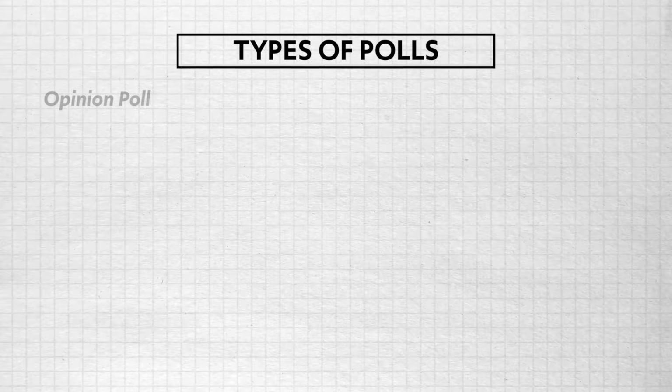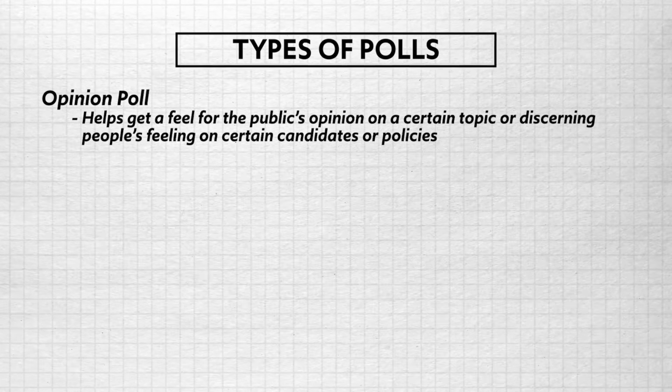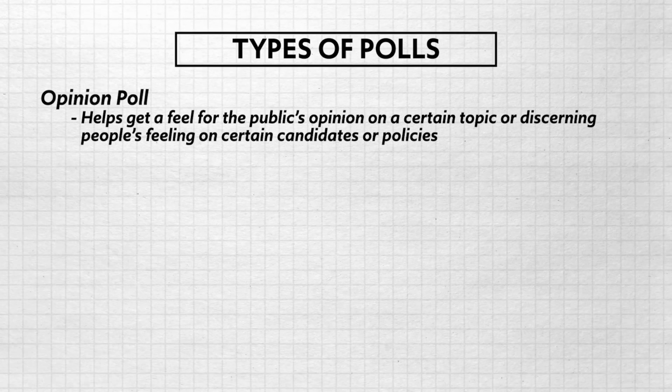First is an opinion poll, which is exactly what it sounds like. Pollsters use an opinion poll to get a feel for the public's opinion on a certain topic or discerning people's feeling on certain candidates or policies. And so when a candidate starts making speeches and promising certain things, it's not because the candidate is just pulling those policies out of thin air. No, they have paid attention to the opinion polls and are now making promises based on what the people actually want.